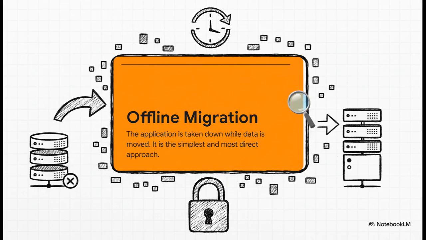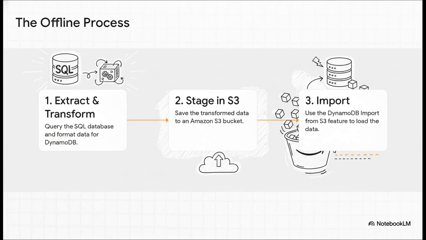An offline migration is, well, it's exactly what it sounds like. You take the application down, you move all the data in one big chunk, and then you bring the new application online. It is by far the most straightforward strategy, basically trading a bit of downtime for a lot of simplicity. And the process itself is pretty clean.